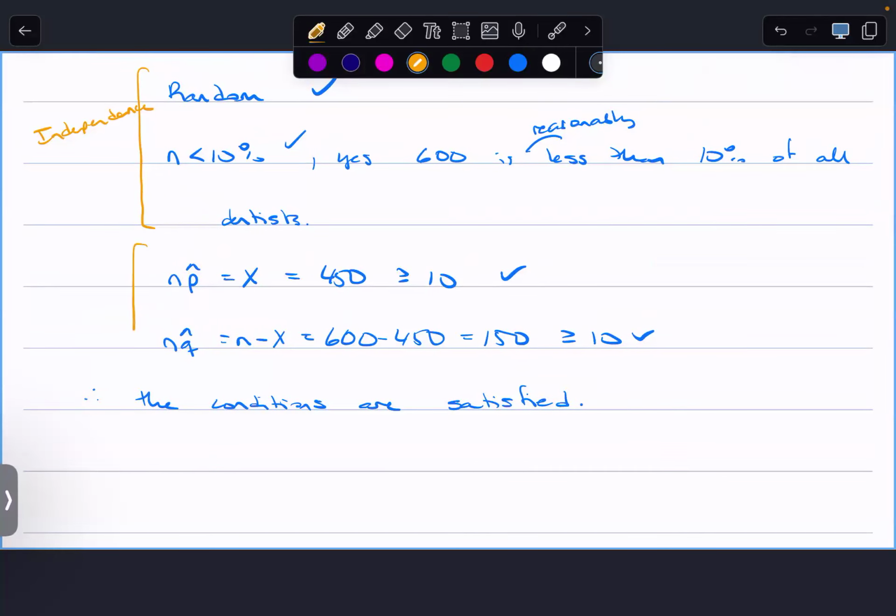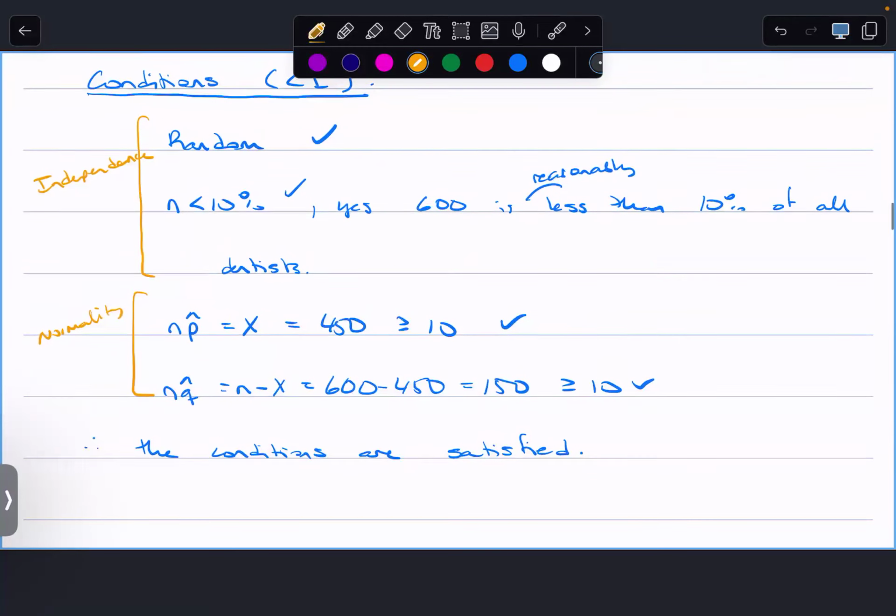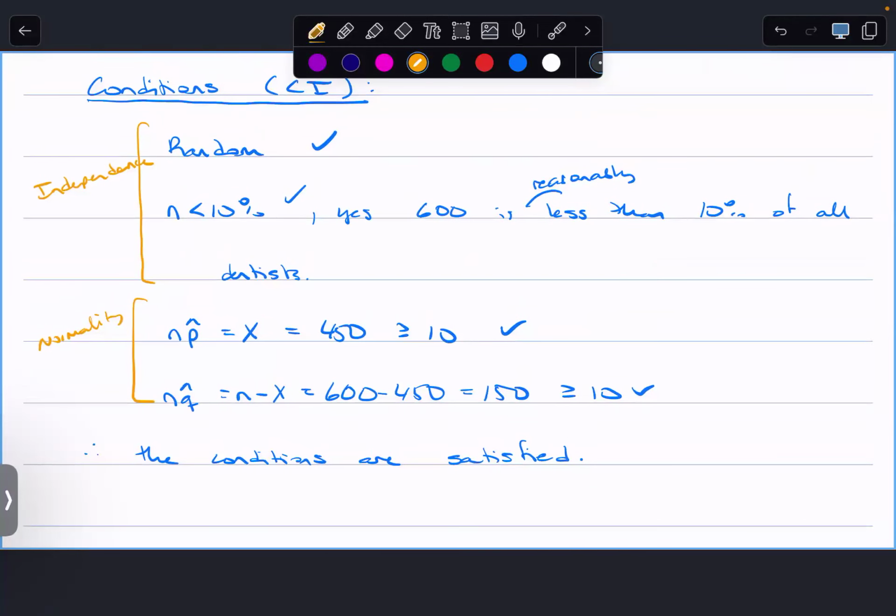This was the normality condition, but you don't need to call it by name, but you do need to check all those. I find it's helpful to group them like this, but if you don't, you can skip it. Okay? So pretty bare bones stuff for the conditions.